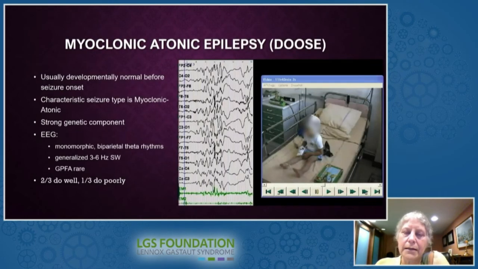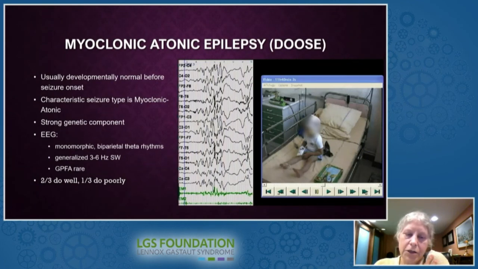And then I think the one that is most commonly misdiagnosed as Lennox-Gastaut is myoclonic atonic epilepsy or Doose syndrome. These children are typically normal before seizure onset, and so that's a little bit of a red flag. You can have that in persons with Lennox-Gastaut, but that's a little less common. The characteristic seizure type here is a myoclonic atonic, so there's a jerk and then a drop, as opposed to just a drop. And oftentimes with that jerk, you'll have a little bit of a vocalization. There's a strong genetic component here, so other family members may have other types of generalized epilepsies more commonly.